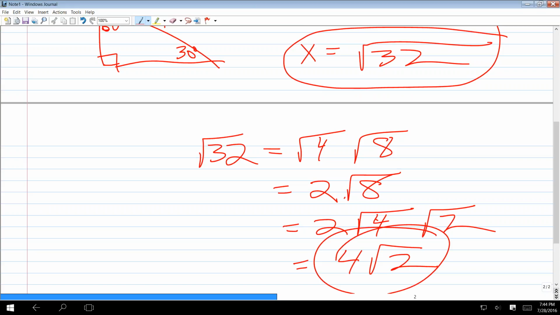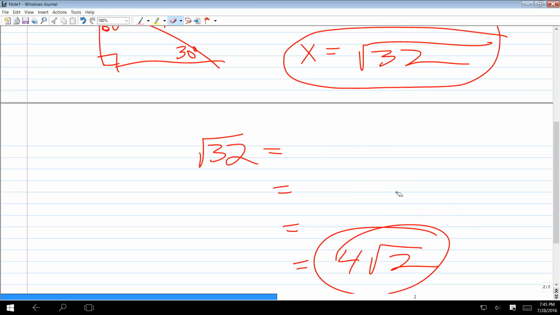Now, notice that I could have gotten there just a little bit quicker if I would have noticed that square root of 32 is the square root of 16 times the square root of 2, right? And 16 is a perfect square number. So that immediately, in one step, becomes 4 square root of 2.